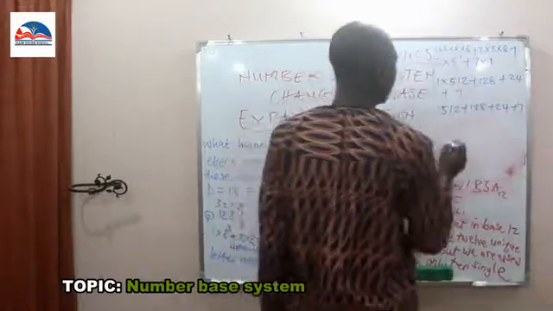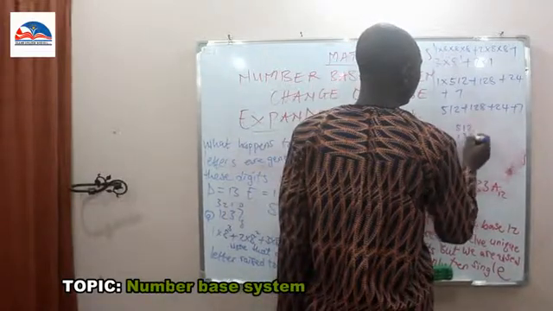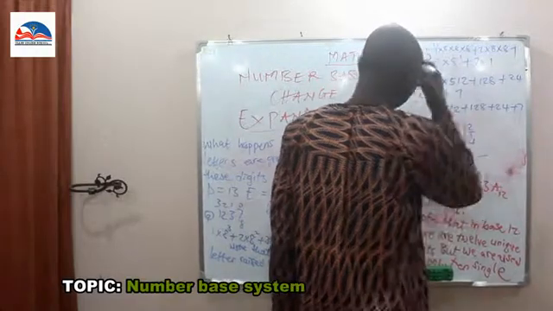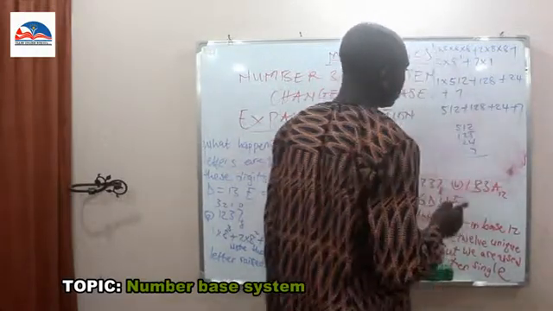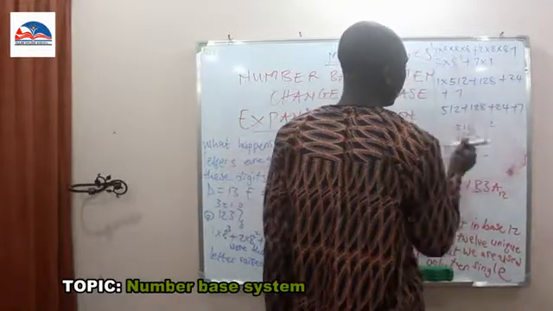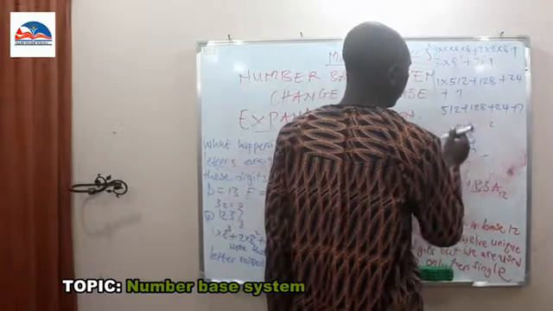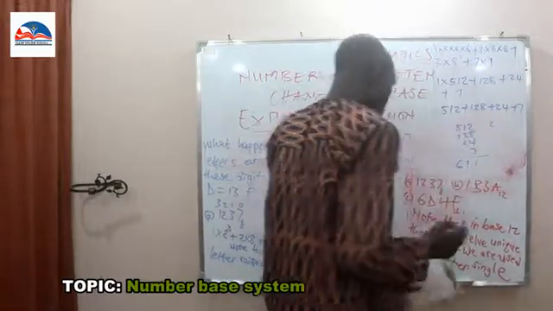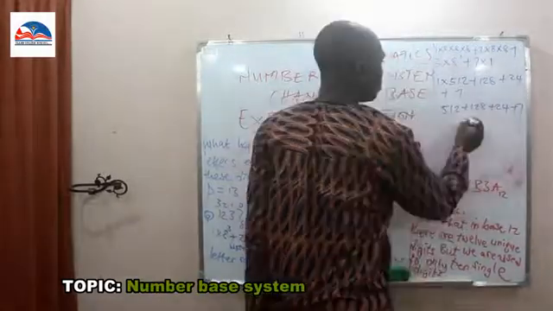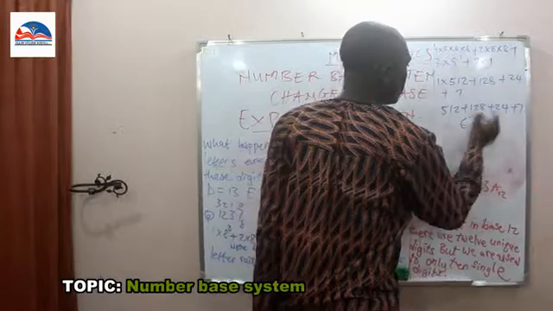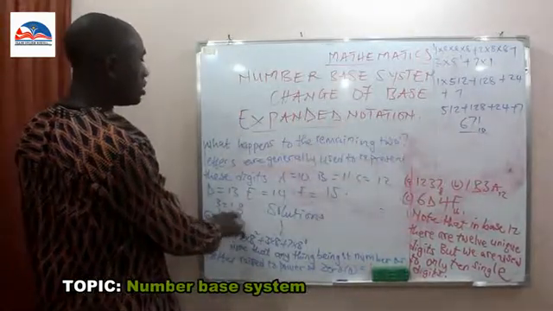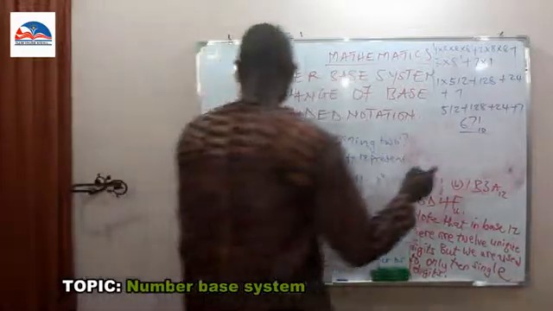So let's add all of them together. 512, 128, 24, 7. 4 plus 7 is 11. 11 plus 8 is 19. 19 plus 2 is 21. Carry 2. 2 plus 2 is 4, plus 1 is 5. 5 plus 2 is 7. 5 plus 1 is 6. It gives us 671 base 10. So we have successfully converted 1237 base 8 to base 10.